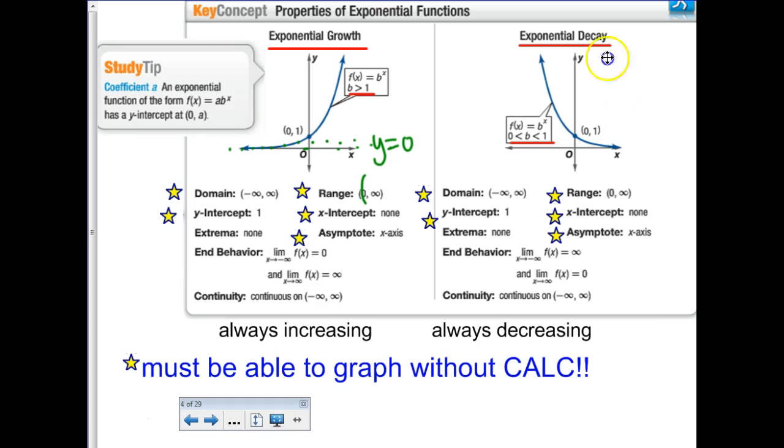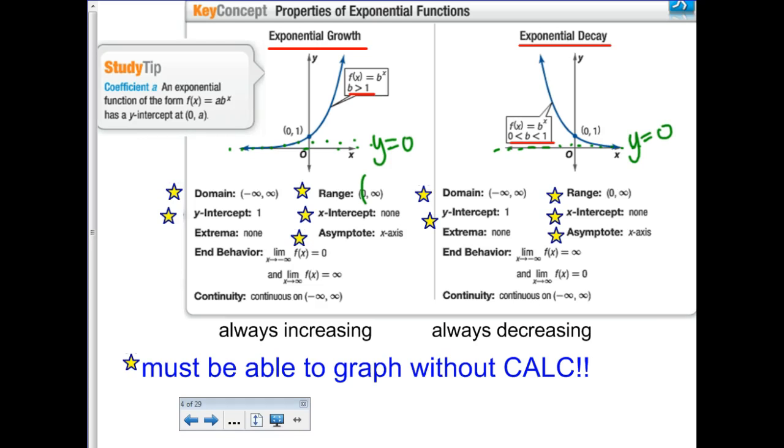So the difference between exponential growth and decay, besides the base, is that the shape is very different. An exponential decay graph is going to be decreasing over its entire domain. We'll talk about y-intercepts and whatnot later. Domain is still negative infinity to infinity, and the range is still going to be 0 to infinity, because there is still a horizontal asymptote here at y equals 0.